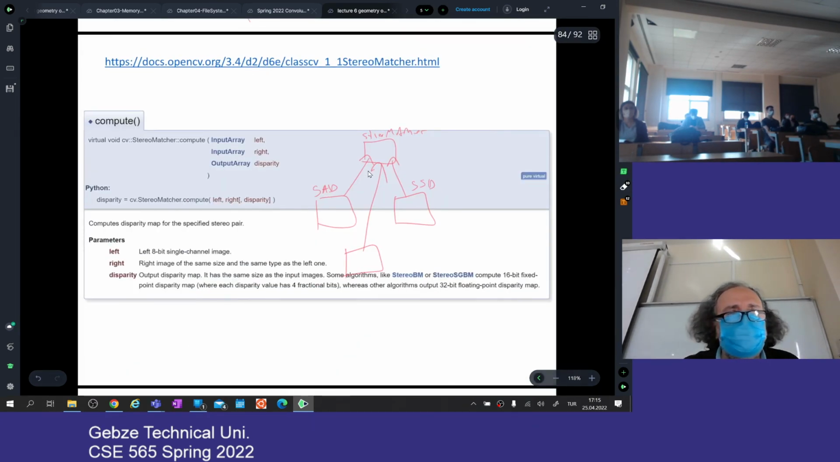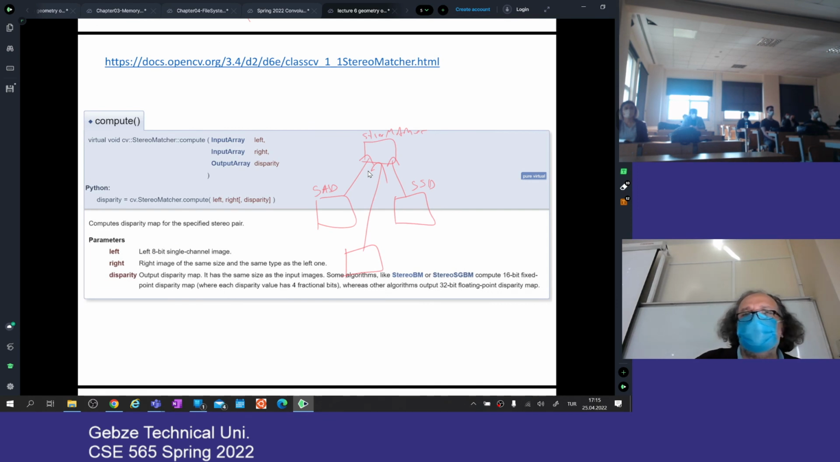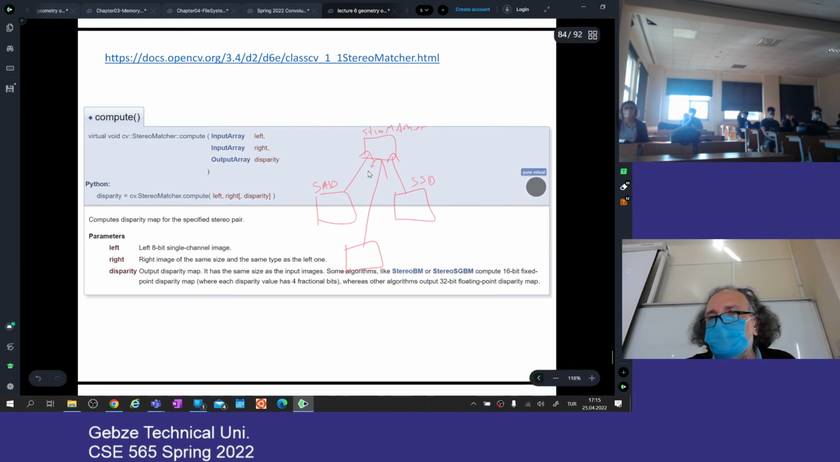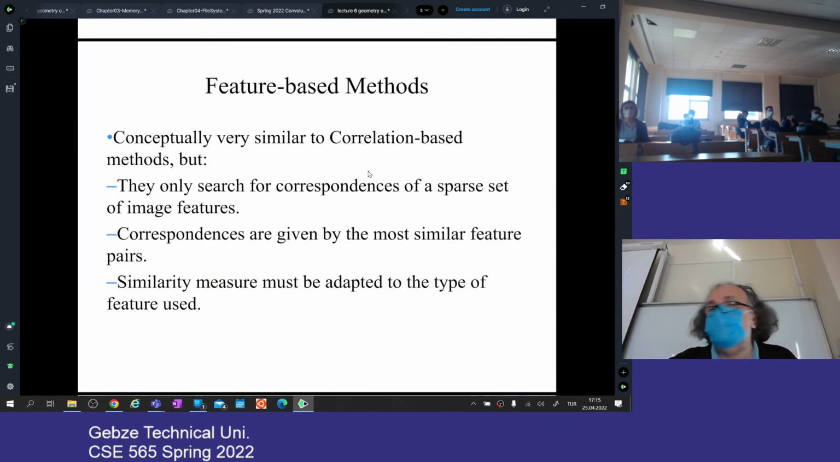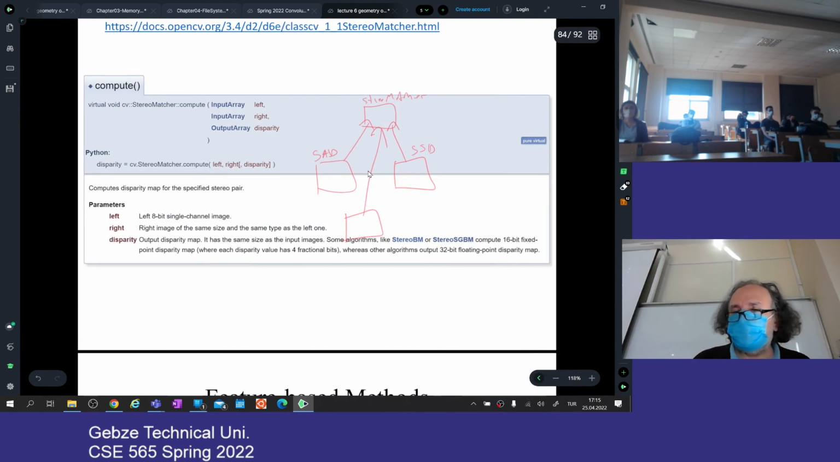It looks like they have changed their documentation. It wasn't like this before. But whatever they are, all you do is get a new stereo matcher object and call this function compute. Whoever implements this stereo matcher, it's a pure virtual thing, they will implement it and you are going to use them transparently without knowing what's going on actually. Okay, good. Any questions?